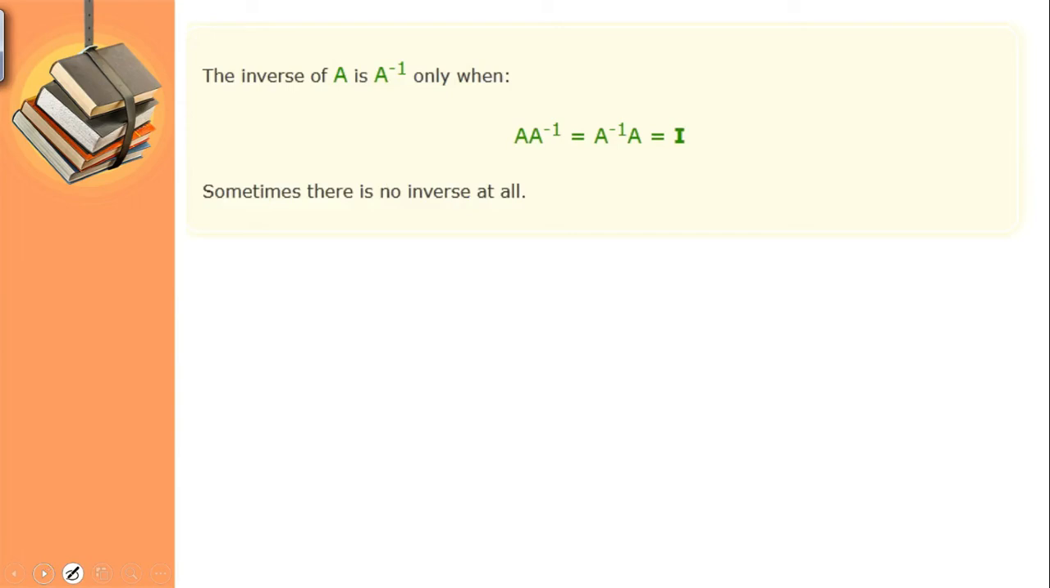Now here we have a very important property of A and A inverse, any matrix and its inverse. If we multiply a matrix by its inverse, or the inverse of a matrix by the matrix, in both conditions the answer is an identity matrix. What is an identity matrix? The identity matrix is 1 0 0 1. This is an identity matrix.